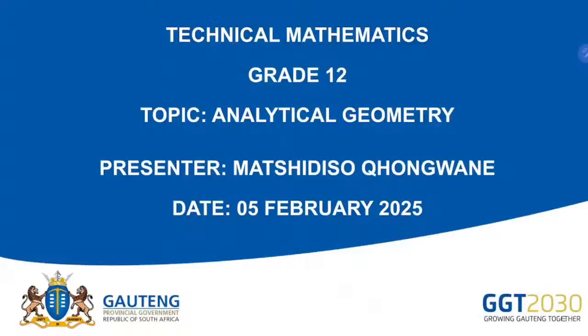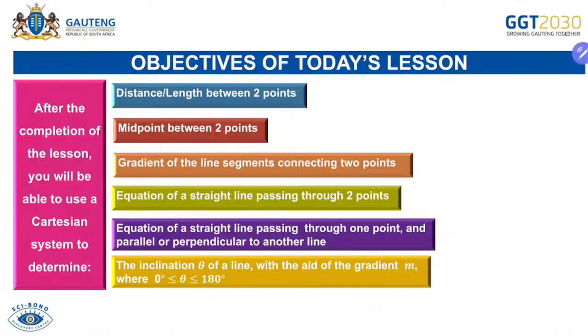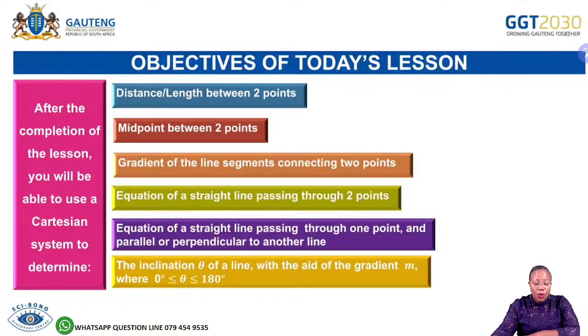Okay, today we'll be looking at analytical geometry, of which at the end of this particular lesson, you must be able to determine the distance, length between 2 points, and then determine the midpoint between 2 points, and also determine the gradient of a line segment connecting 2 points, and then also determine the equation of a straight line passing through 2 points, and the equation of a straight line passing through 1 point and parallel or perpendicular to another line.